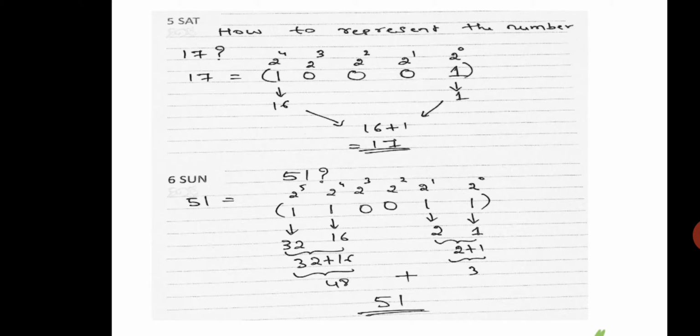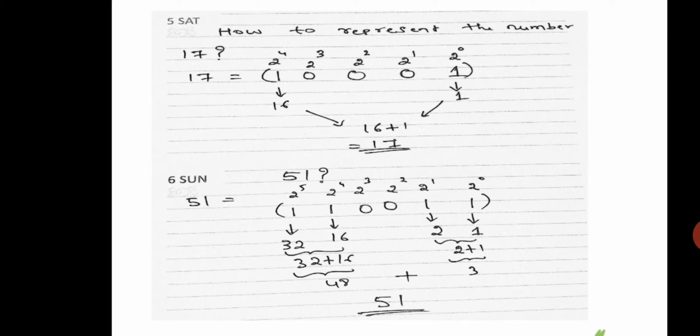What is 2 to the power 3? It is 8. If you put 1 below the 2 to the power 3, you are going to get 8. If you put 1 below the 2 to the power 2, you are going to get 4. If you put 1 below the 2 to the power 1 position, then you are going to get 2. If you add up 8 plus 4 plus 2 plus 1, you are going to get only 15. But you require 17. You want to represent 17. That is the reason why I have gone for 2 to the power 4 also.